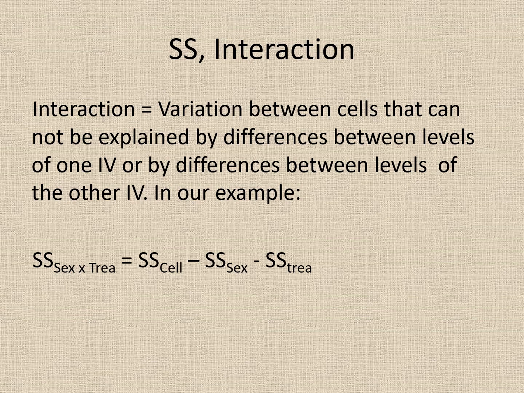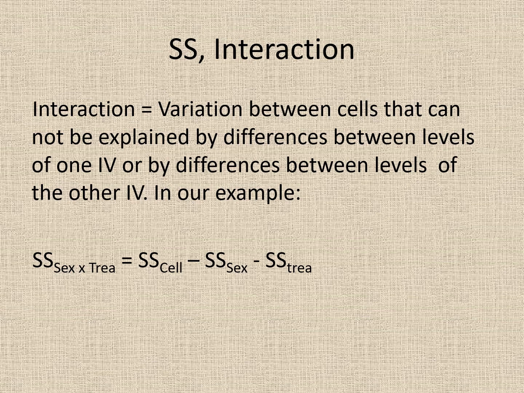It could have been caused by sex, right? The difference between the cells could have been caused by the people in different cells having different sex. It could have been caused by treatment. And it could have been caused by the interaction between sex and treatment. Nothing more. The difference between the cells is the sum of those three things: effect of treatment, effect of sex, and their interaction.